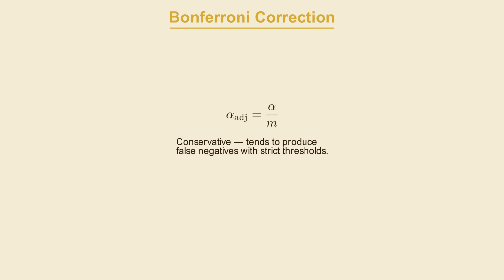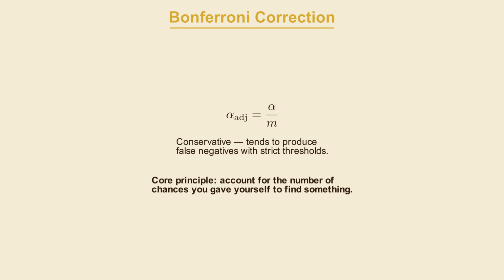The Bonferroni correction is conservative. It tends to produce false negatives because it sets such a strict threshold per test. In large-scale testing situations, researchers sometimes use less conservative alternatives, but the core principle holds regardless. When you test multiple hypotheses, you have to account for the number of chances you gave yourself to find something.